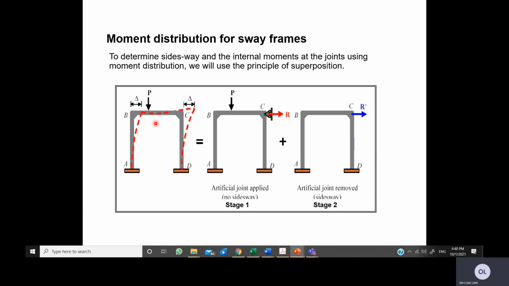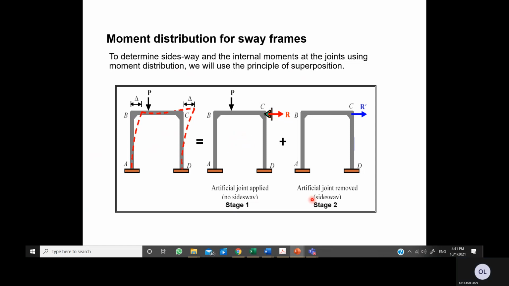For the analysis using the moment distribution method, we can use the principle of superposition, where at stage 1, the analysis will be done considering no side sway, meaning that a horizontal restraint has been inserted into the frame. Because of this restraint, a reaction R will exist, and at this stage the analysis will be a non-sway analysis. Follow the non-sway analysis procedure.